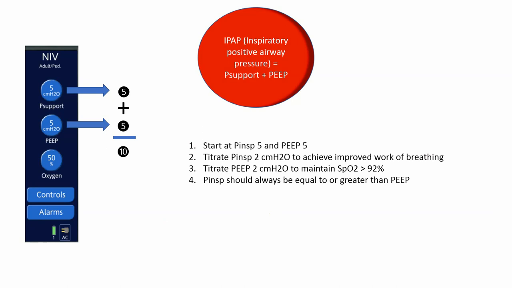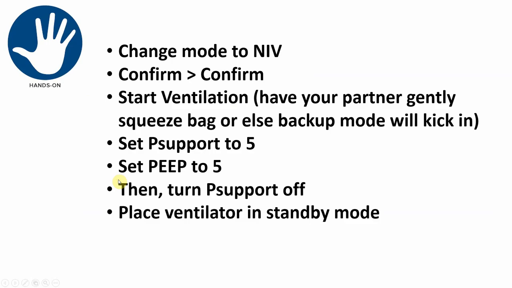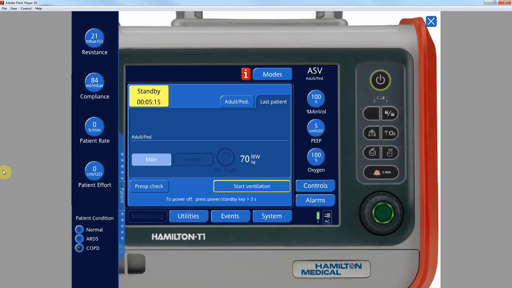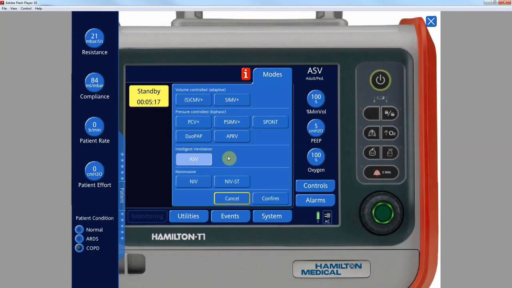Your inspiratory pressure should always be greater than or equal to PEEP. You shouldn't have a pressure support of 4 and a PEEP of 5. So let's see what this looks like on the ventilator. So I'm just going to select NIV, confirm.